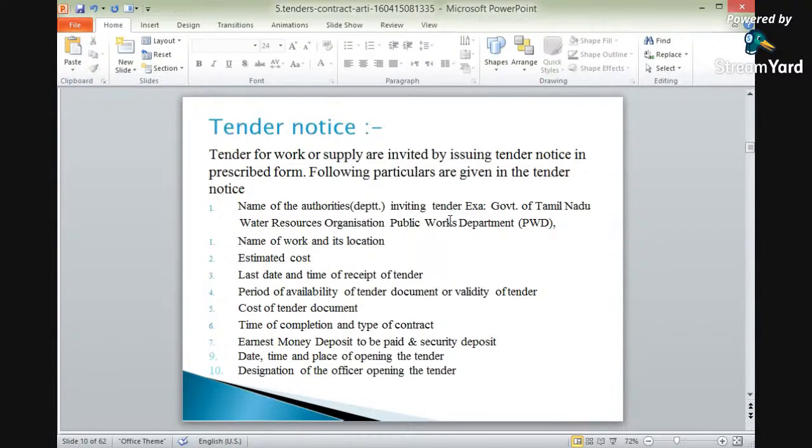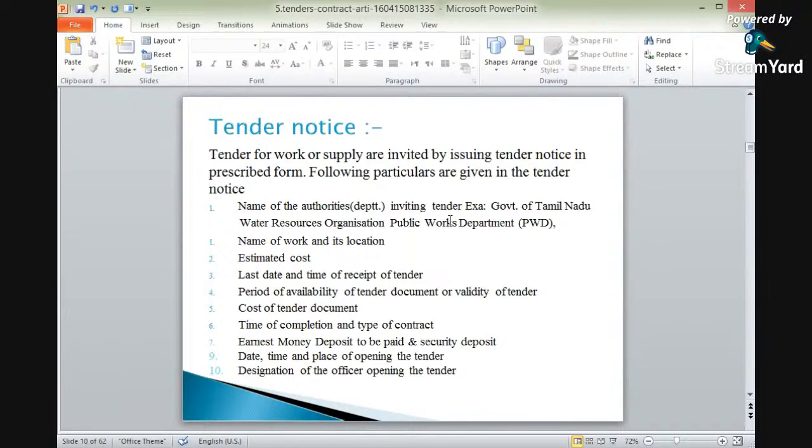Again, what is a tender notice? A tender notice is nothing but the notice by which tenders for work or supply are invited, issued in a prescribed form. These are the points to be taken care of in the tender notice. First and most important is the name of the authority or department, whether it is the Public Works Department, CPWD, MES, or an irrigation department. Any government authority inviting tenders gives its name in the tender notice.